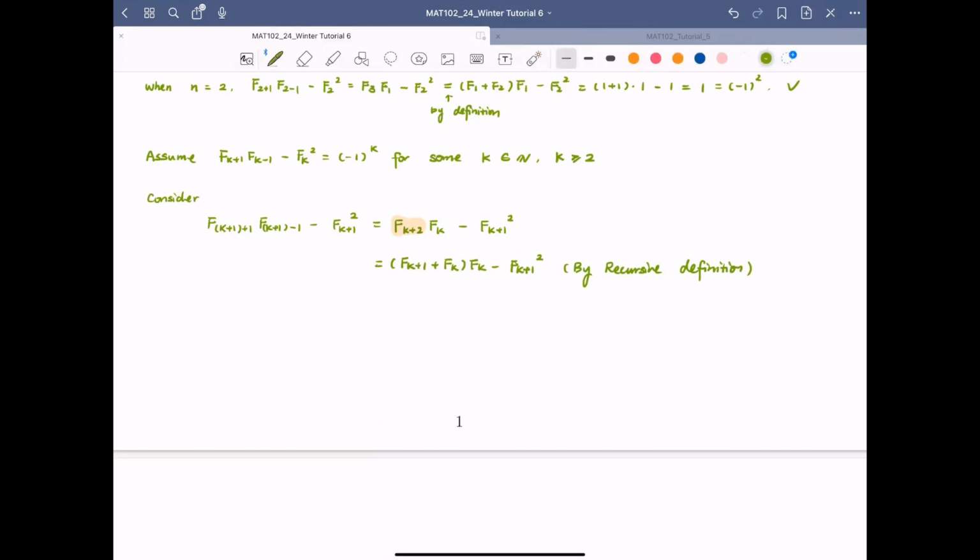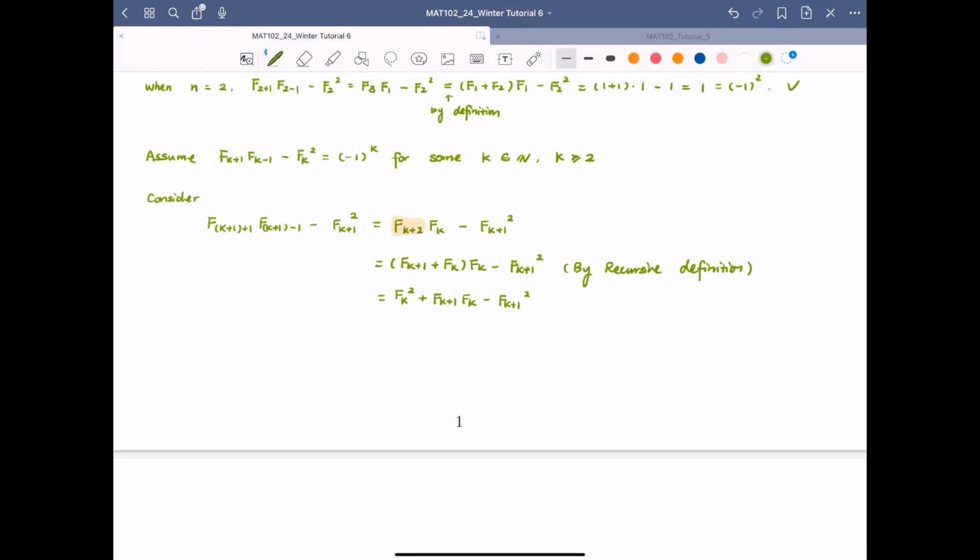Now, let me expand it. So I'm gonna have fk squared plus fk plus 1 times fk minus fk plus 1 squared.